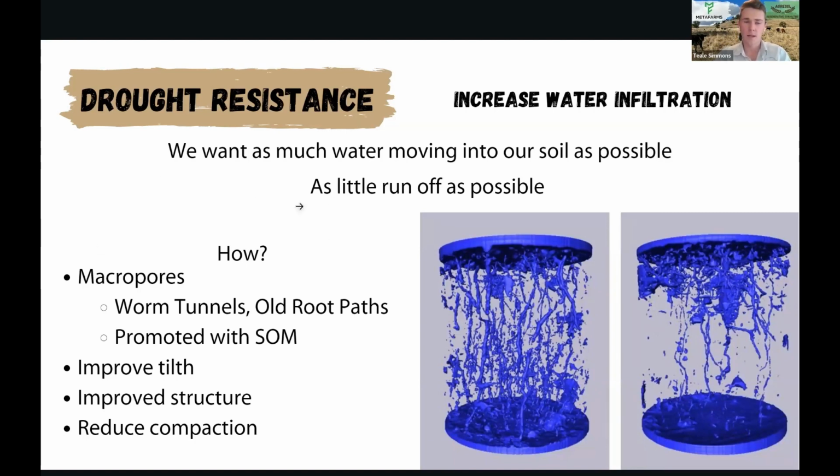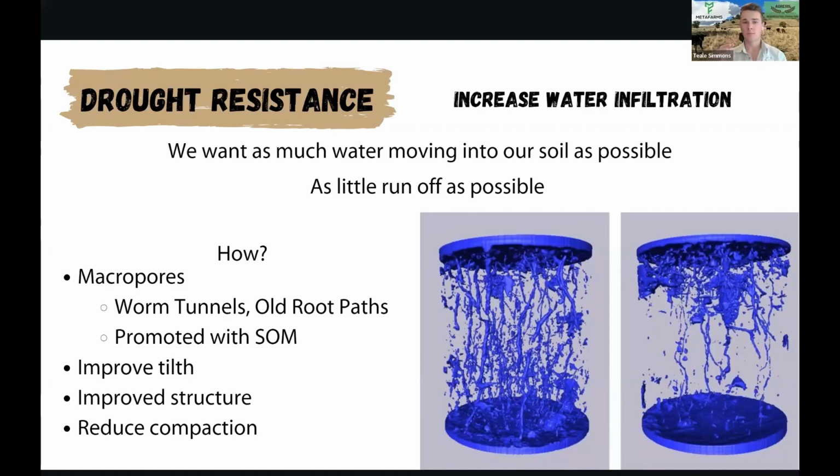We want macro pores, which are like worm tunnels, old root paths. We want to increase the soil organic matter in our soil. So we want the structure on our left here, not our right. We also want to improve the tilth of our soil, which is kind of like the pliability of our soil, but we don't want it super crumbly.